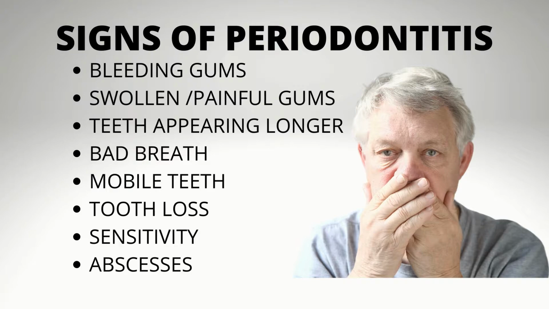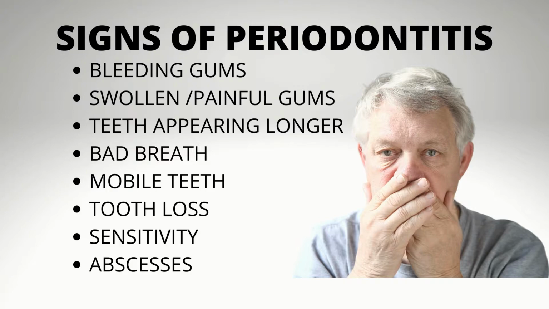Number four is bad breath. Frequent bad breath or persistent bad breath could also indicate gum disease. Number five is mobile teeth. Due to loss of bone structure around your tooth, your teeth can become slightly mobile or loose. And this can also lead to point number six, which is tooth loss.